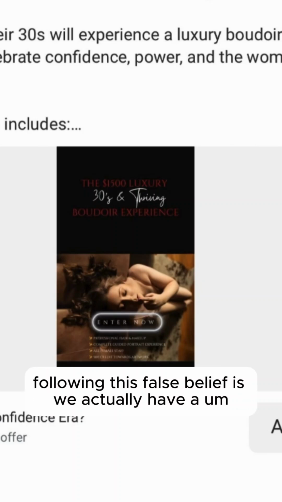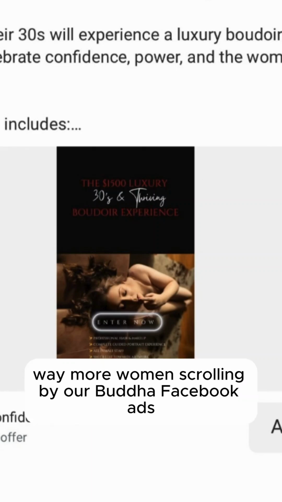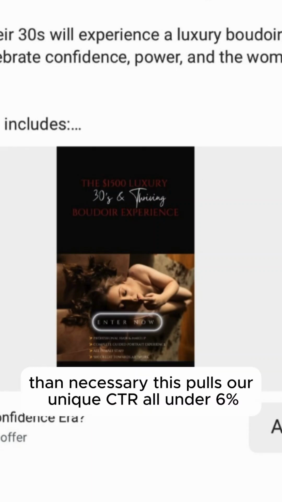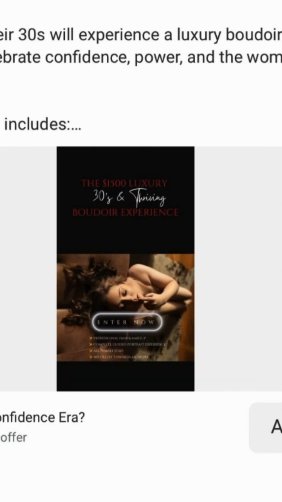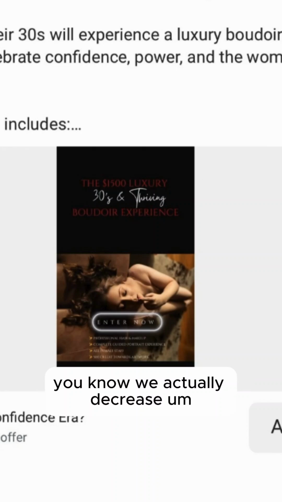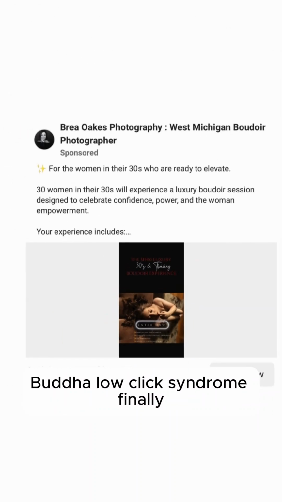So the consequence of following this false belief is that we have way more women scrolling by our Boudoir Facebook ads than necessary. This pulls our unique CTR under 6%, and we increase the probability we have BLCS, Boudoir low click syndrome.